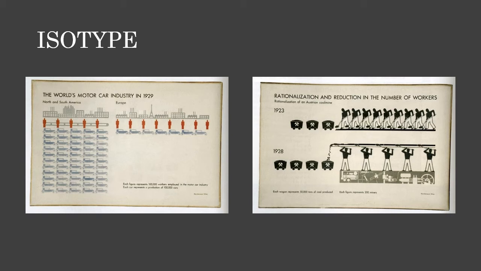And I think he was very successful with that, right? You can definitely understand what we're talking about in this poster, even if you don't understand words like rationalization. You kind of get that between 1923 and 1928, there are a lot less people working, but there's more coal being produced.